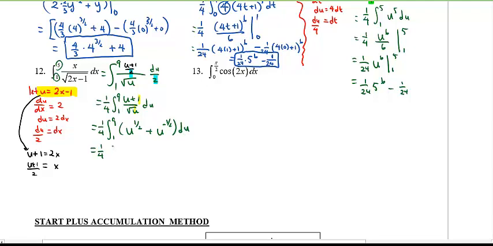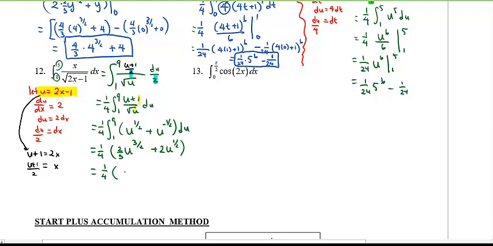We'll leave the 1/4 out front. This becomes u to the 3/2. Don't forget now 2/3. And then over here, this will be what? u to the 1/2, and then a 2 in front. And then let's see what we get. One quarter.